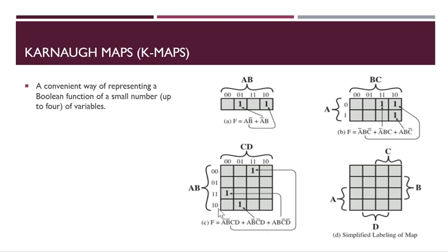So 1, 0 here and 0, 1. So this one should be marked as this term, right? And the last term is A, B, C bar, D bar. So this one represents 1, 1, 0, 0. You need to find the cell which represents 1, 1, 0, 0.